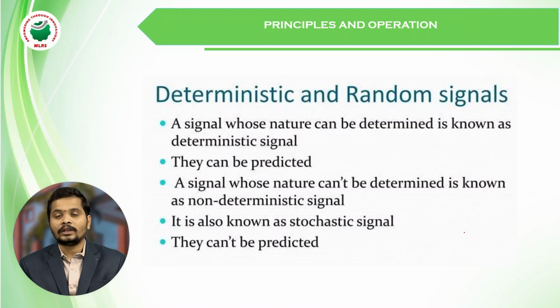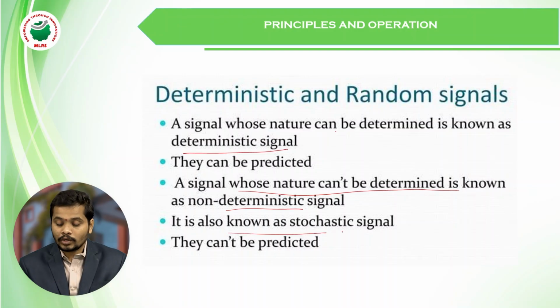And next I have told about deterministic signals and random signals. A signal whose nature can be determined is known as a deterministic signal, meaning you can predict it by seeing it. We can say that it is a sinusoidal signal, and it is represented by sin t or sin n. A signal whose nature can't be determined is known as a non-deterministic signal. It can't be predicted. It is also known as a stochastic signal.